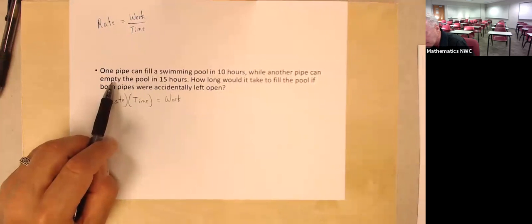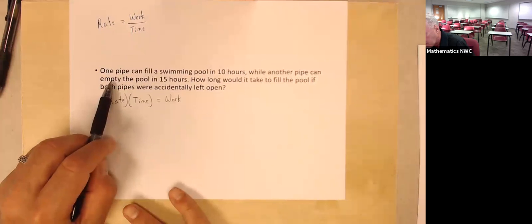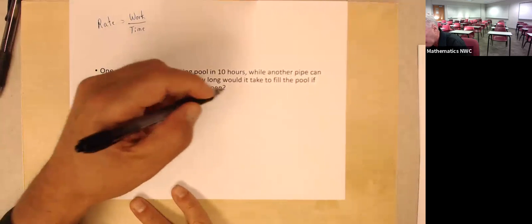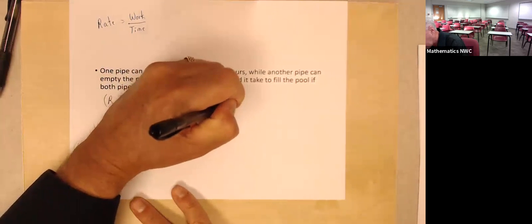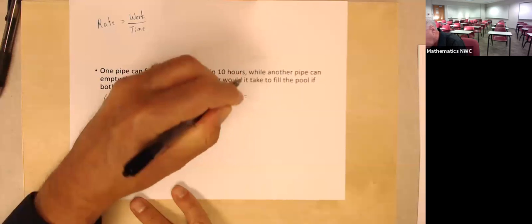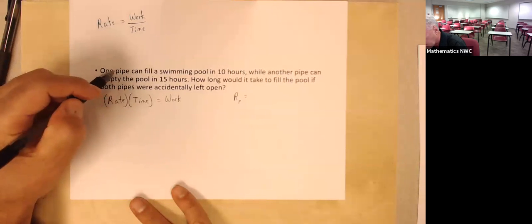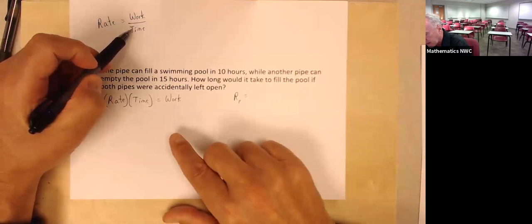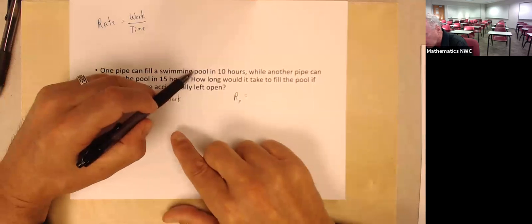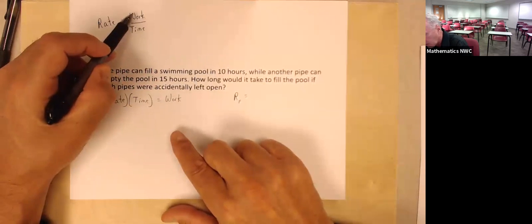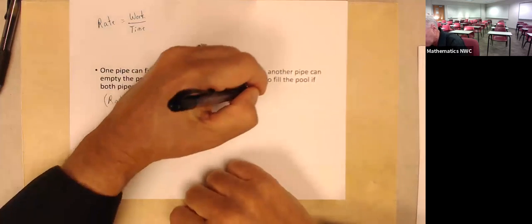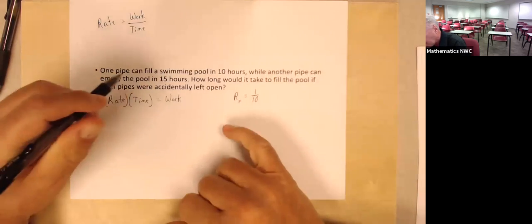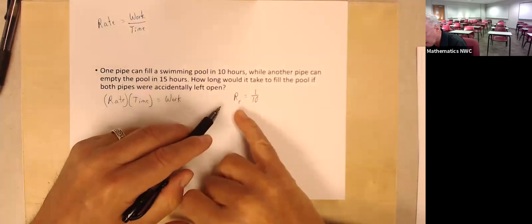What's different about this one is I have one pipe that's filling the swimming pool and another pipe that is emptying the swimming pool. So to that end, my rate of the pipe filling it, I'm going to go R sub F, so that's the rate of the pipe that fills it. It's the work done divided by the time. Well, I'm filling one pool in 10 hours, so the work is 1, time is 10. The rate of the pipe filling is 1/10.